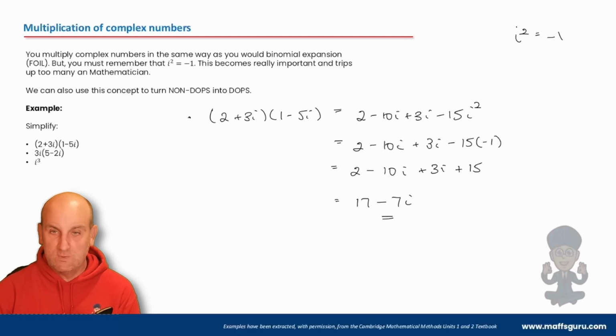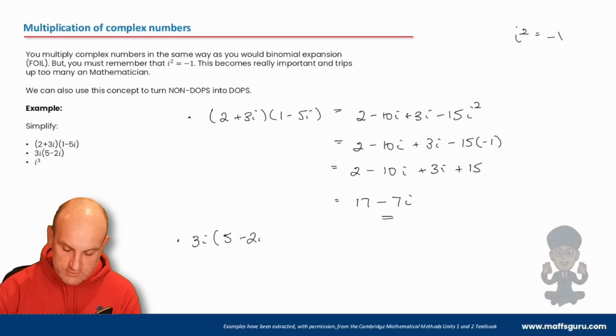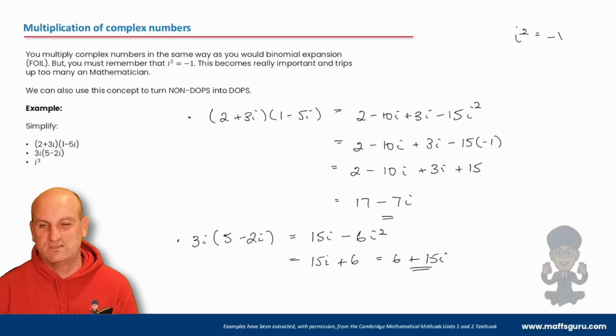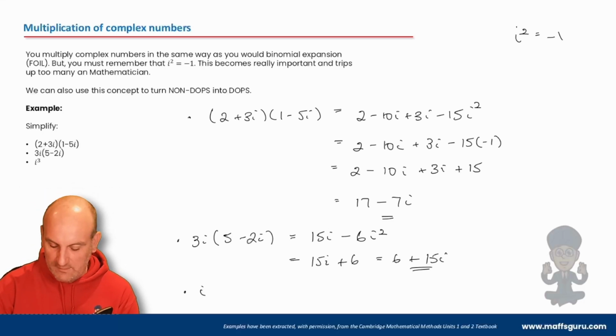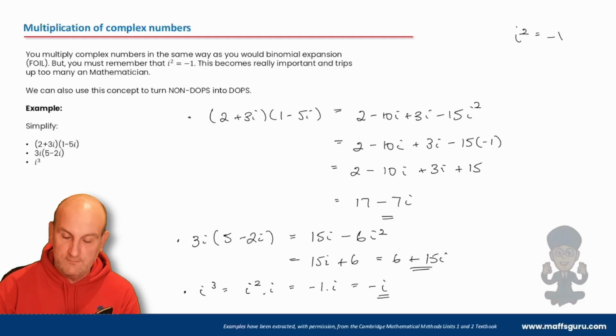All right, so what about the next one? Well, you've got 3i times 5 minus 2i. Again, that's going to be 15i minus, he says, 2. 3 times 2 is 6i squared. I know that i squared is minus 1. So it becomes 15i plus 6, or 6 plus 15i. Again, make sure that your notation is the right way around. i cubed. Well, again, we're going to build on this a little bit more later on. So that's basically the same as i squared times i. i squared is minus 1 times i. So it simply becomes minus i.